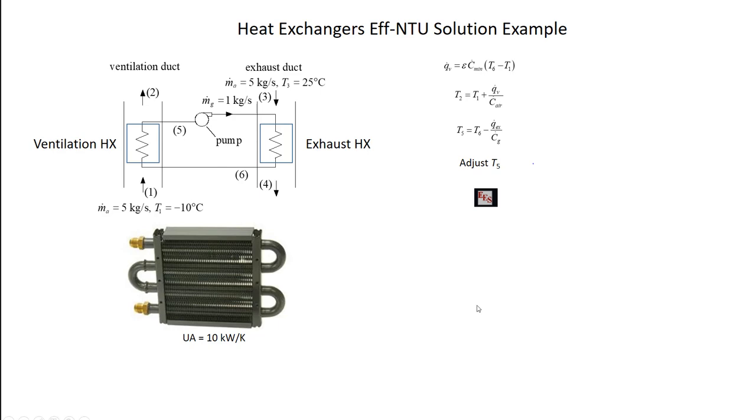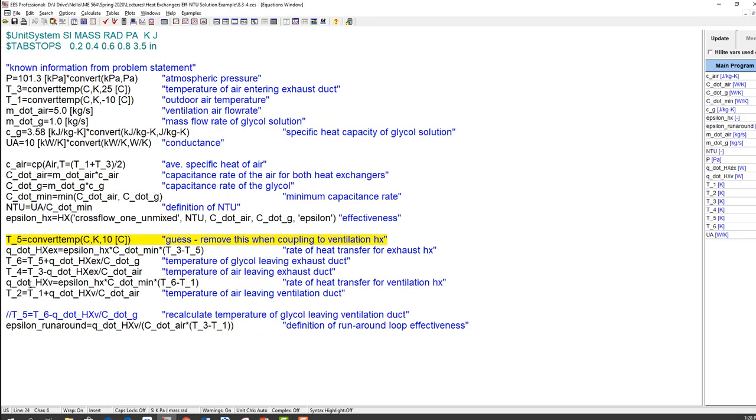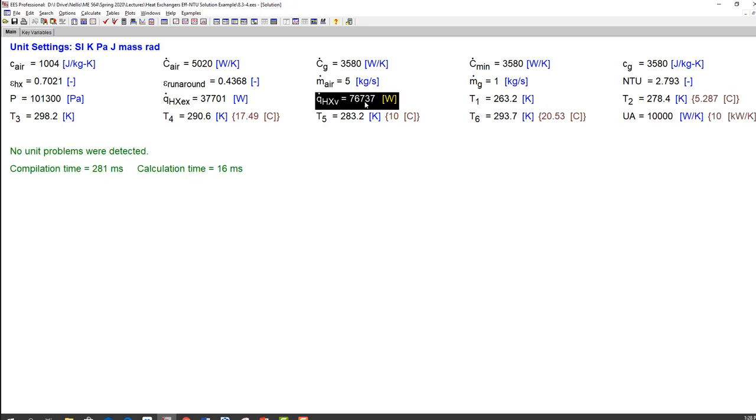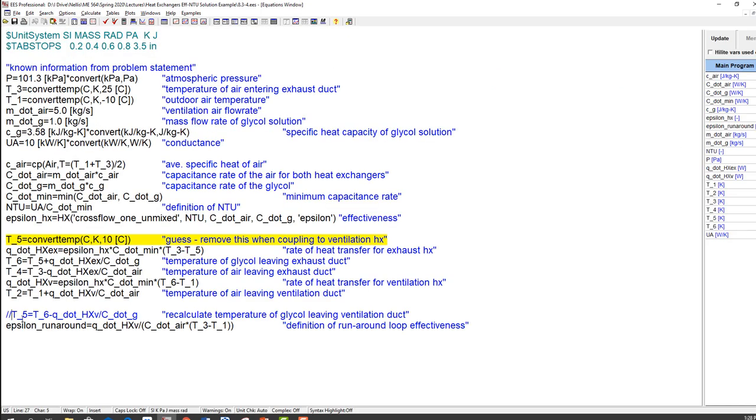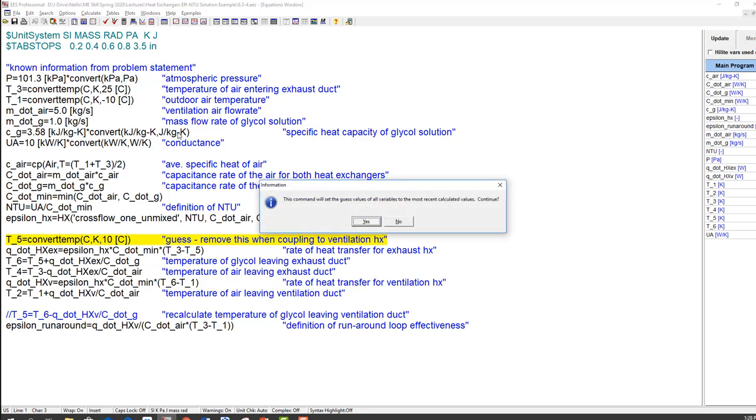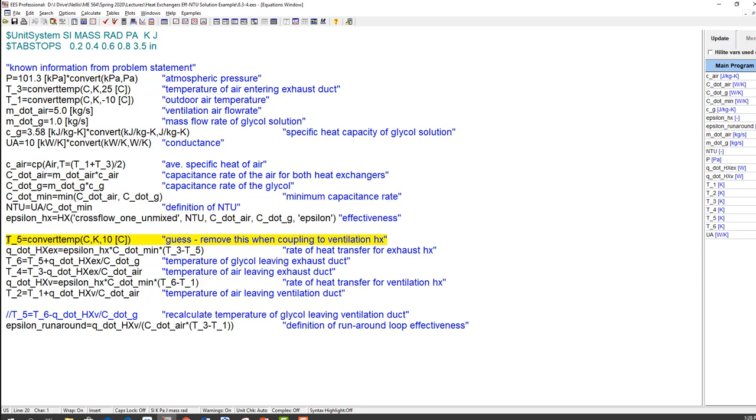So if I solve that, then let's go over here and look. This is my ventilation rate of heat transfer, and this is T2, and this equation would give me T5. So my ventilation heat transfer is 76.7 kilowatts, and T2 is 5.28 Celsius. Once I put this T5 in, obviously I'm going to overconstrain my problem. So at this point, what I'm going to do is update my guess values. And then I'm going to take out my guessed value of T5. And I'm going to put in my actual value of T5 according to this equation.